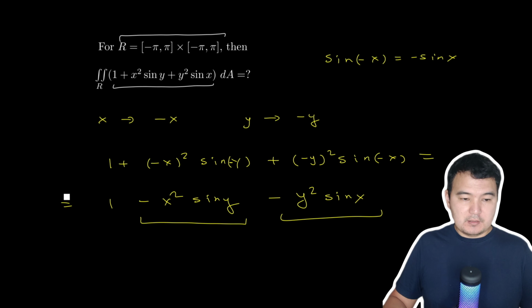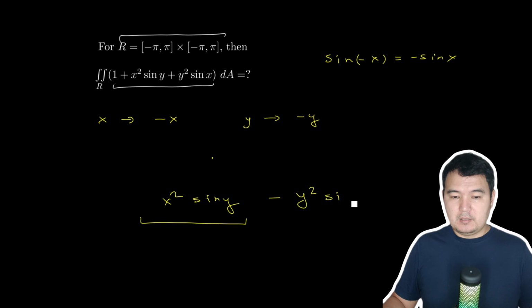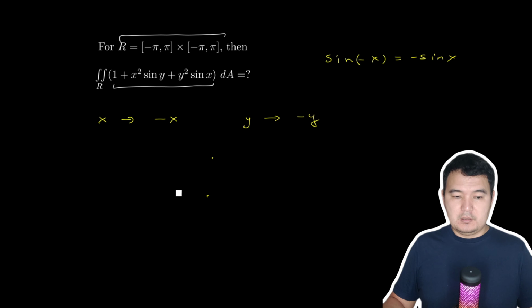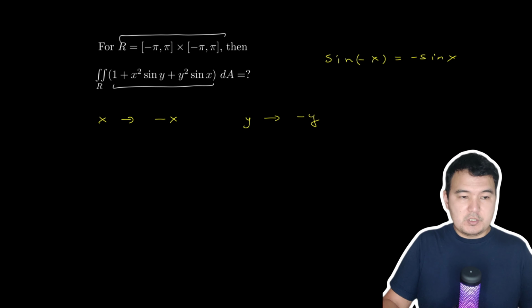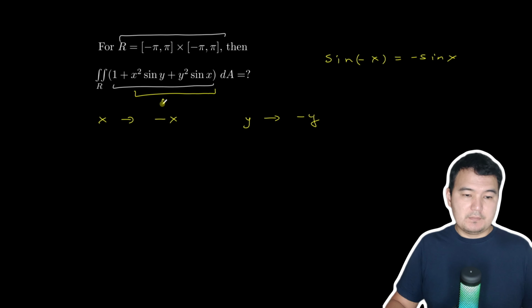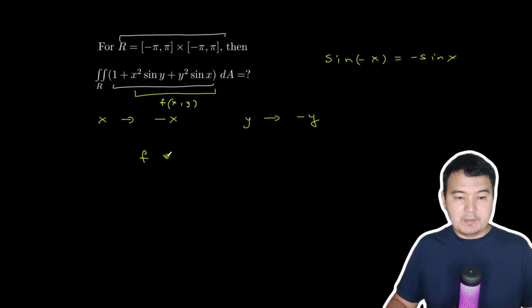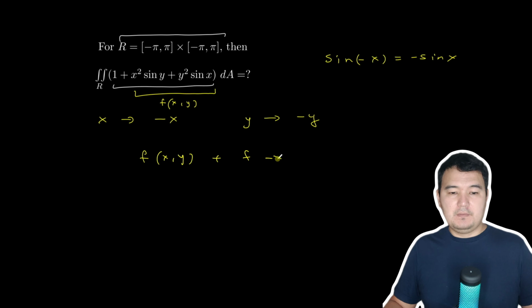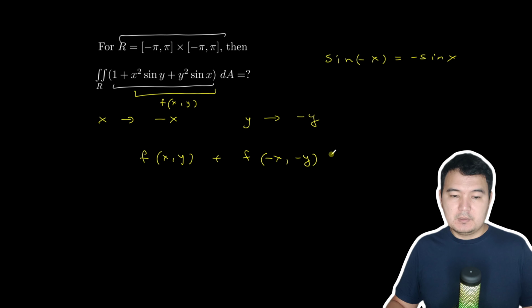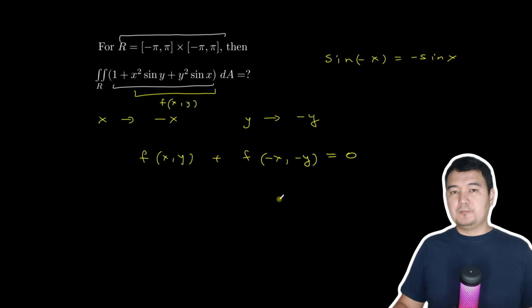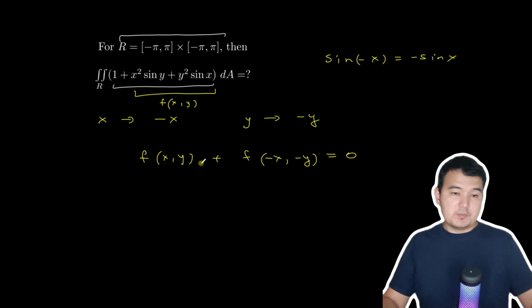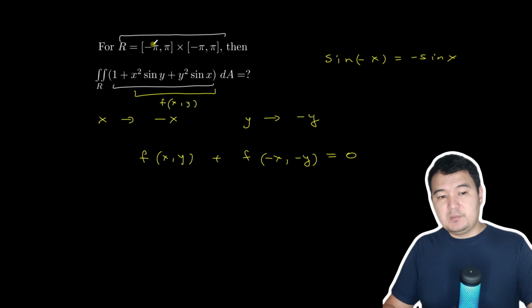if I just take, let me erase this. So which means if I just take this part of the problem as a function of x, y, it means that f(x, y) plus f(negative x, negative y), that's 0. So which means we have a symmetric region.